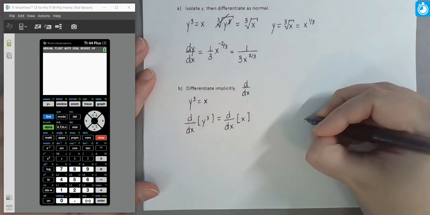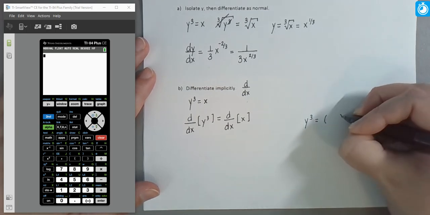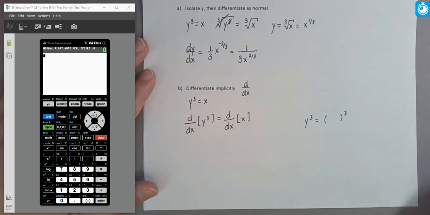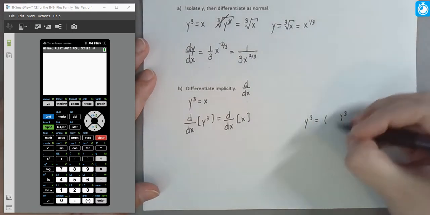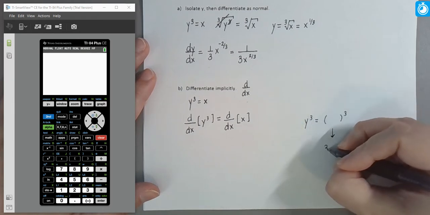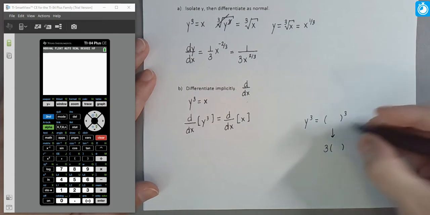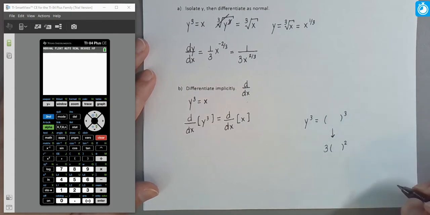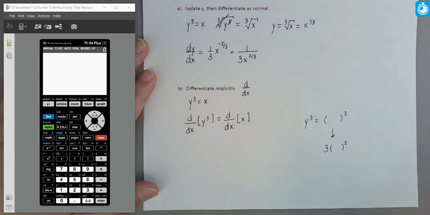So I want you to think of y cubed kind of like this. Think of it as some function cubed, and imagine how you'd use the chain rule to differentiate something like this. If you were going to take the derivative of something like this, you'd bring down your 3, and then you'd leave your inner function as is, and then it would become a square. So you differentiate the outside function, leave the inside function alone.